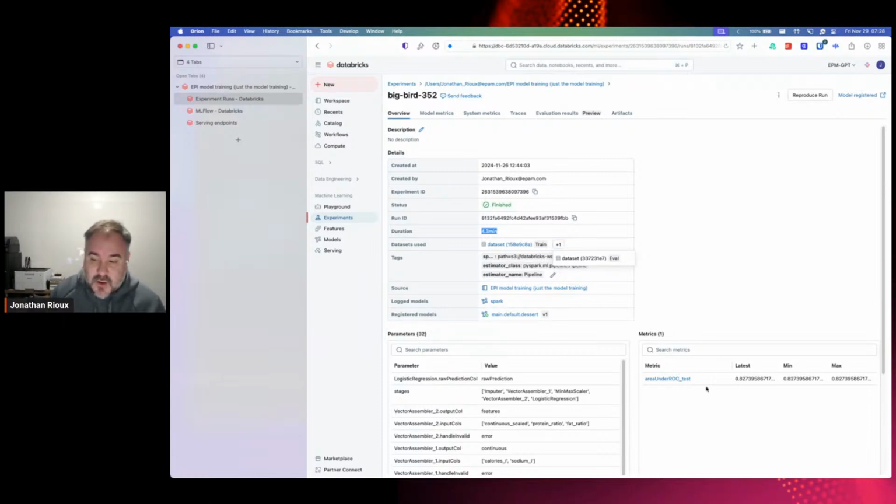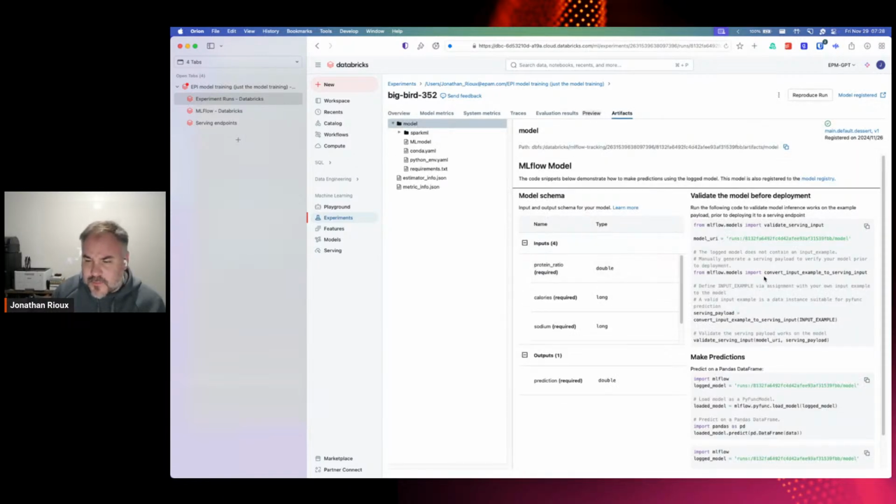So very, very cool. I have my area under the ROC curve. This is the metric that I'm going to care about because I'm using a classifier. If I wanted to add metrics, I have the option, as well as a handful of parameters of the variables that I'm using. The model is basically taking how much protein and how much fat, as well as the calories and the sodium of a recipe, and trying to predict if it's a dessert. So nothing too complicated.